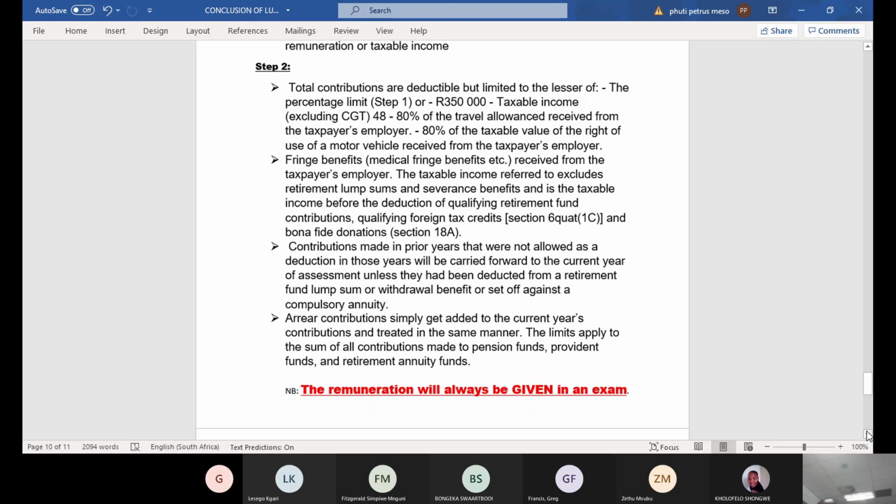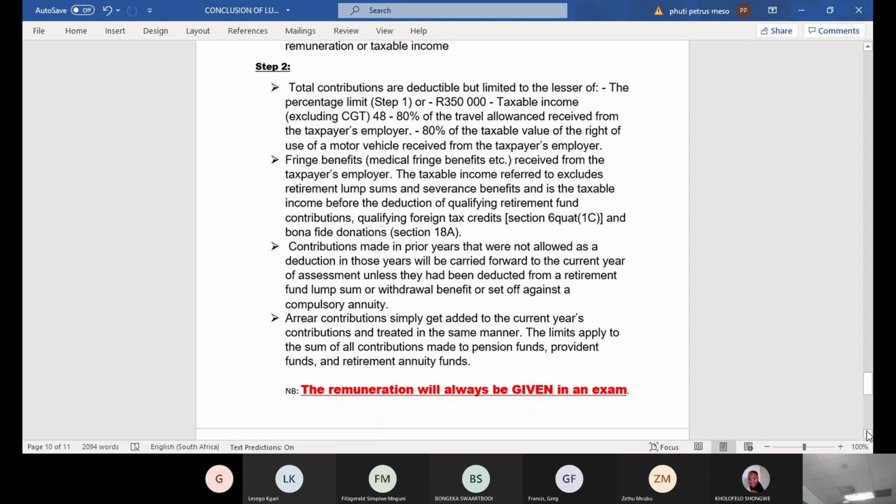The limits apply to the sum of all the contributions made to the pension fund or the provident fund, as well as the RAF, which is the retirement annuity fund. So the slight difference with regards to the contributions made in the prior year, which are not allowed as deductions, is that they're going to be left as they are. No touch on that one. You just have to motivate to say they were not allowed as deductions in the previous year, so they won't have any impact in the current year. Looking at the arrears contributions, which are going to have an impact in the current year.